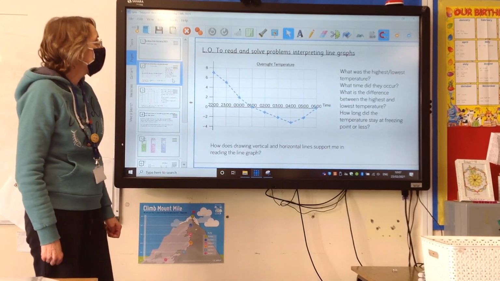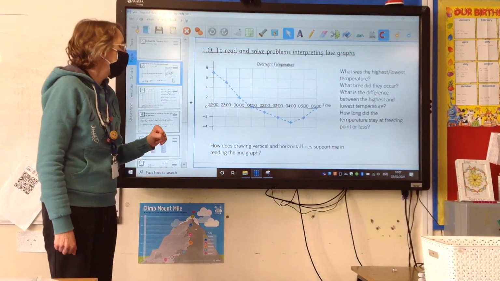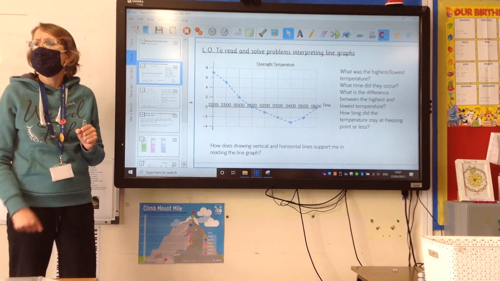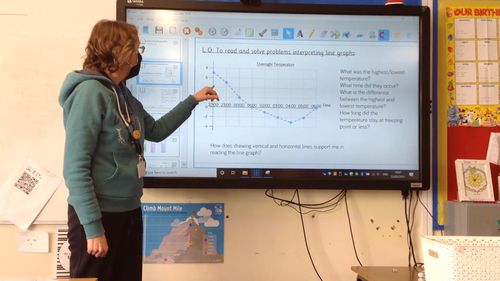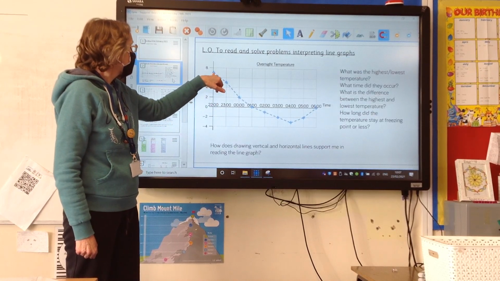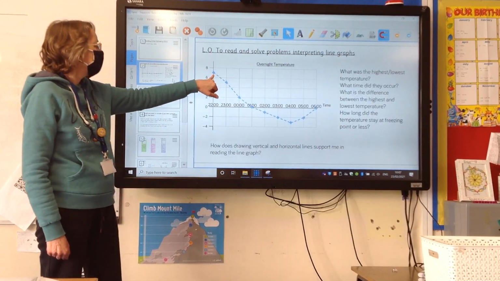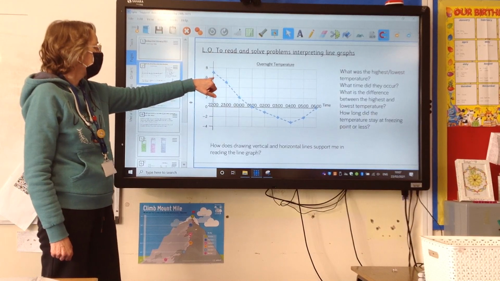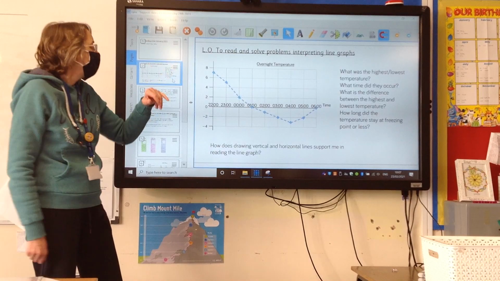Okay, so what was the highest and the lowest temperature? What was the highest temperature recorded? 7 degrees, and that was at 10 o'clock. If you use the lines to help you, it's nice and easy to read by following the lines. How did you know that was 7 degrees though? Because it only labels 6 and 8. How did you know that was 7? Because it's halfway between.